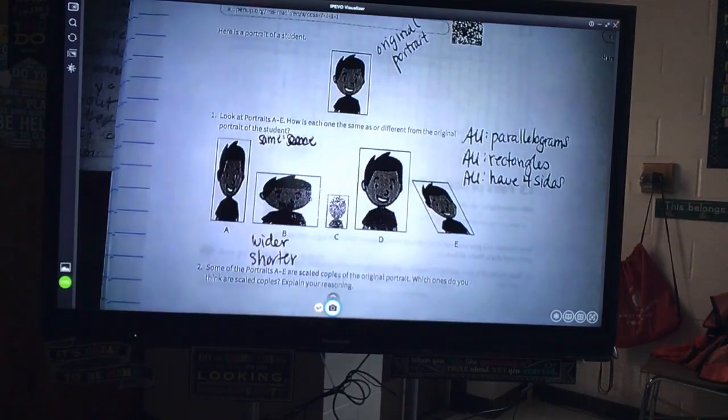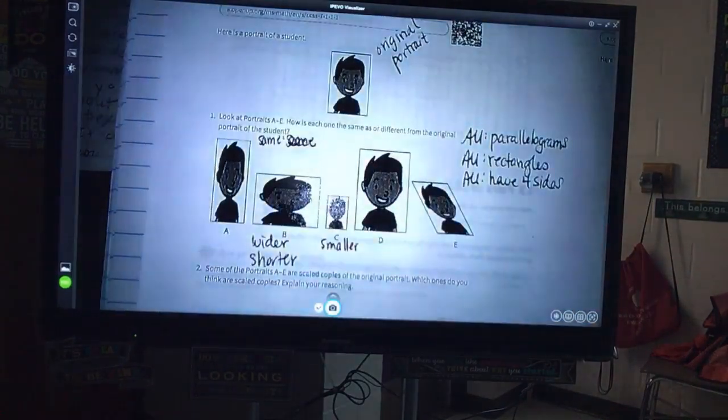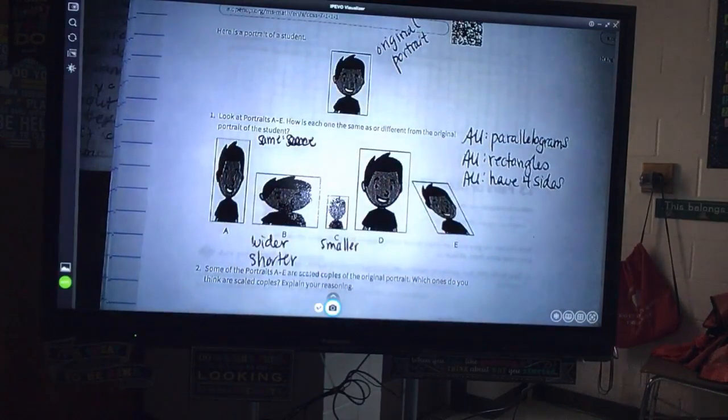Alright, let's look at C. How is C different? Mason? It's small. Alright, what else? I mean, there's really not a right or wrong answer, but there's kind of a right or wrong answer, so I need to see new hands. This is new, guys, so it's okay if you don't necessarily have the exact right answer. You might be kind of right, and we can tweak it a little bit. Alright, Gabriel? If you enlarge the original portrait, you will get D.